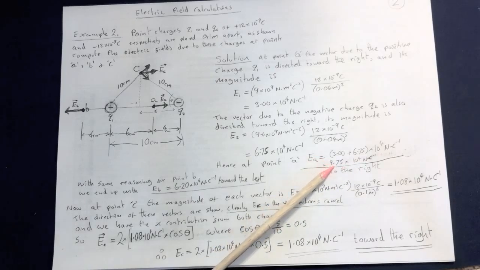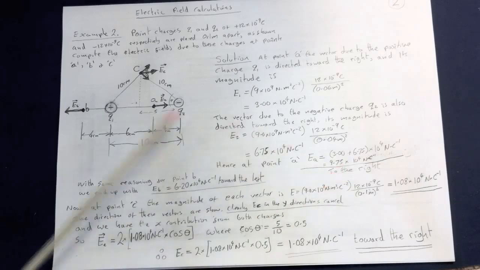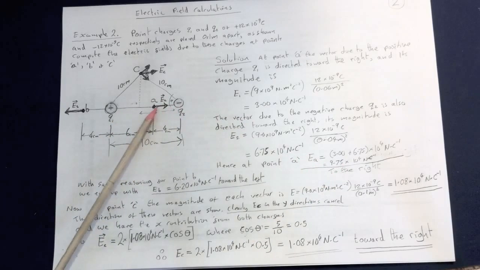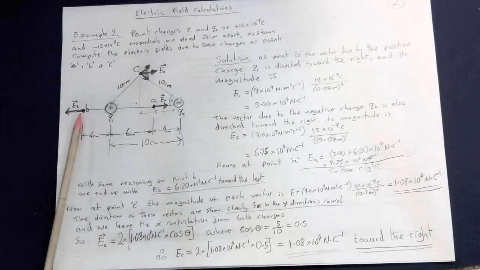And if you plug in the values, you end up with 9.75 times 10 to the 4 newtons per coulomb, and that's in the direction to the right. So that's the A. You found the E_A. That's the answer to the E_A, okay? Right. With exactly the same reasoning, we'll do the same with B.